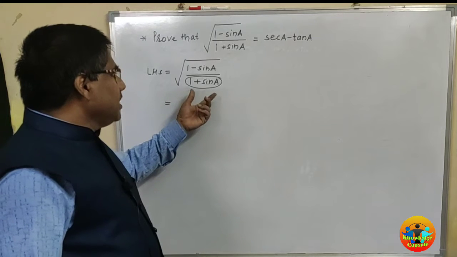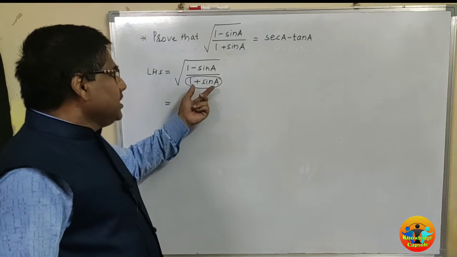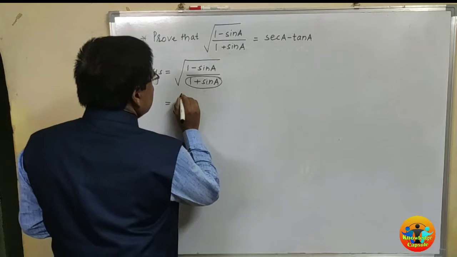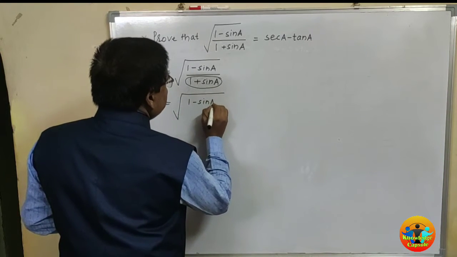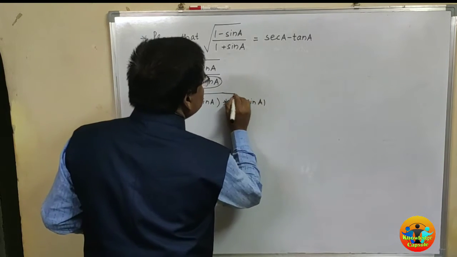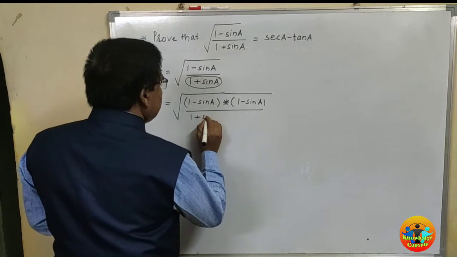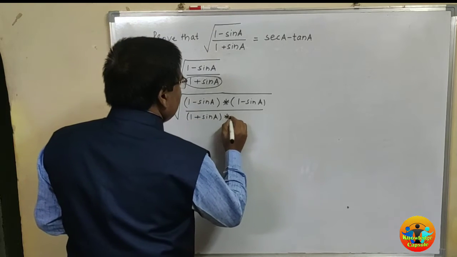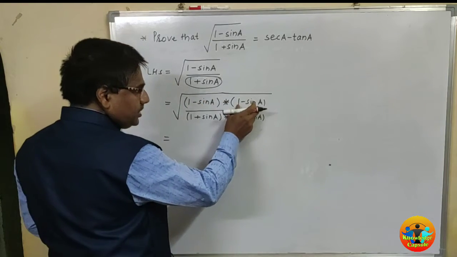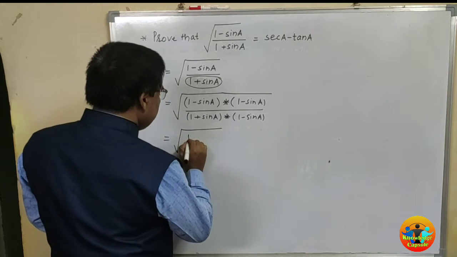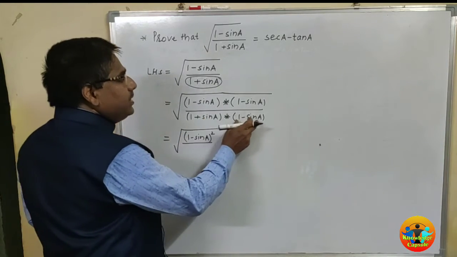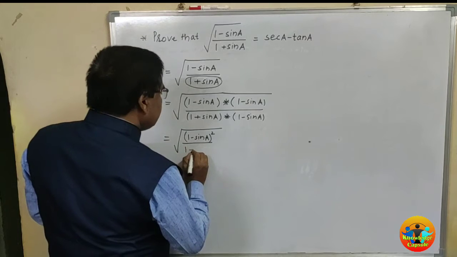How to reduce this denominator into a single term? We can multiply by its conjugate, that is, let us multiply the numerator and denominator by 1 minus sin A. 1 minus sin A into 1 minus sin A, upon 1 plus sin A into 1 minus sin A. After doing so, these two terms are the same, that's why we get 1 minus sin A square upon a plus b into a minus b, a square minus b square, that is 1 minus sin square A.